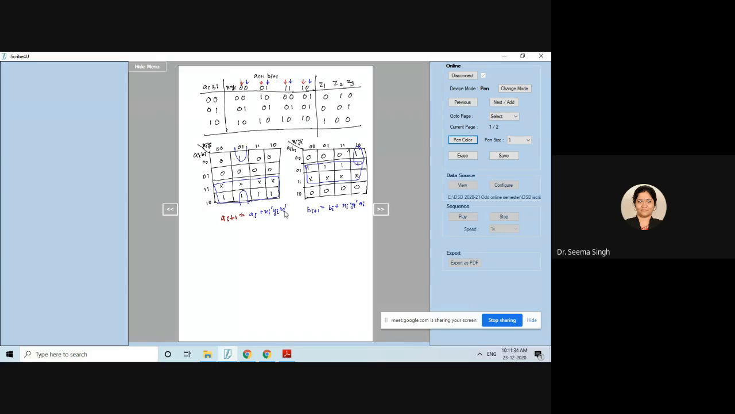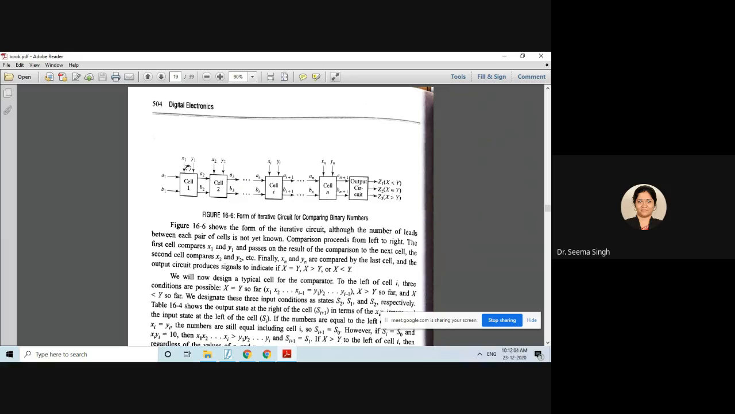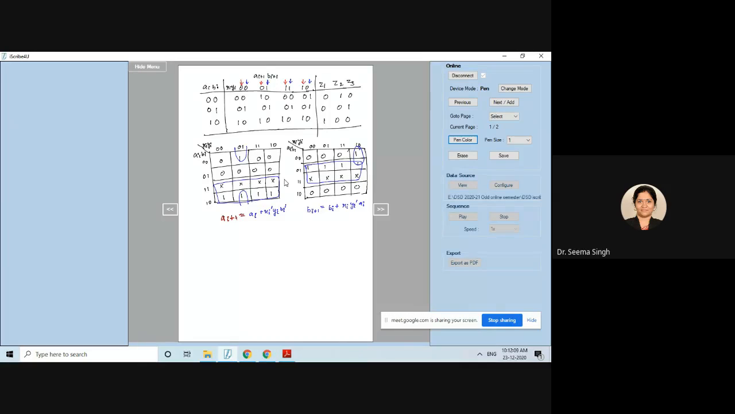And Bi dash means what? That Ai is 0 from the previous case, and Bi is also 0 from the previous case. That is why that Bi dash is coming here. Okay, you can understand the working of your comparator with this equation also. So this equation will give me the typical cell for the comparator. Typical cell means I am talking about the design of this cell. Cell 1, cell 2. I am talking about this cell only. So the design of this cell.